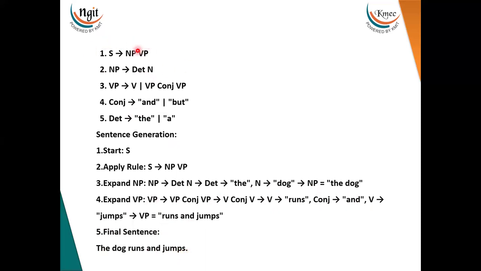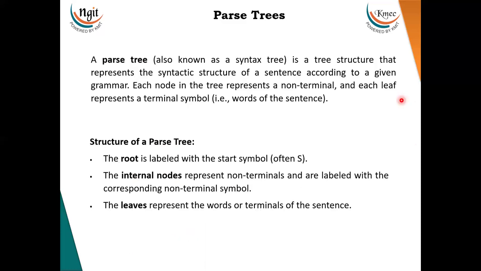So by following this rule, we have considered this grammar and generated this sentence. Hope you understood. Now we talk about parse tree. A parse tree, also known as syntax tree, is a tree structure that represents the syntactic structure of a sentence according to a given grammar. Each node in the tree represents a non-terminal, and each leaf represents a terminal symbol, that is, words of the sentence. So how is the structure of a parse tree?